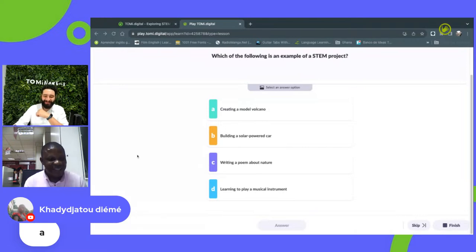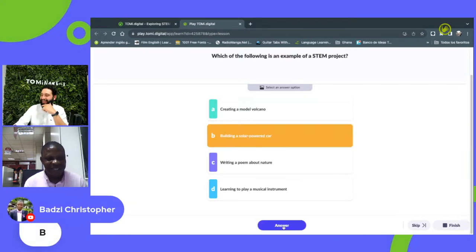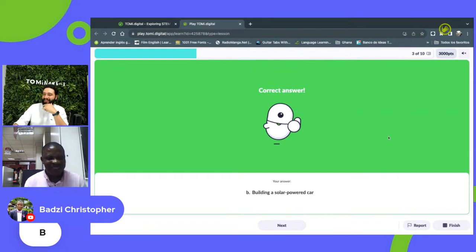A or B? People are saying A or B. I think I'm gonna go for B. Yeah, I think the answer is B. Yes, correct answer. Remember that this is a test created by our platform with artificial intelligence.